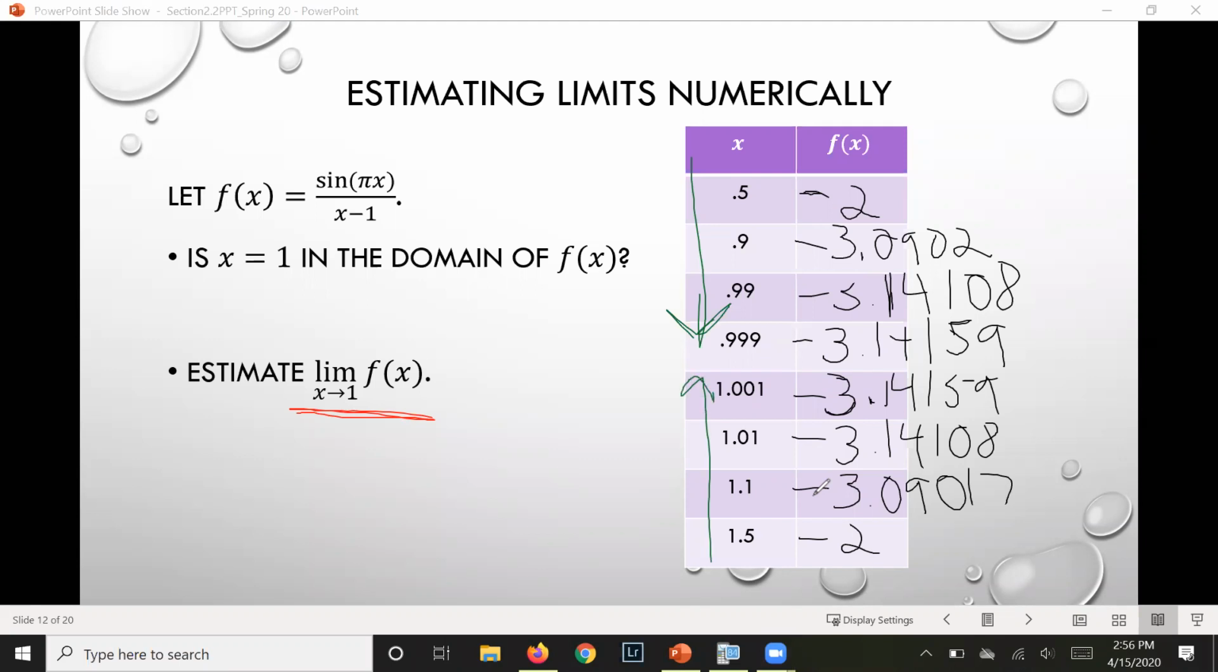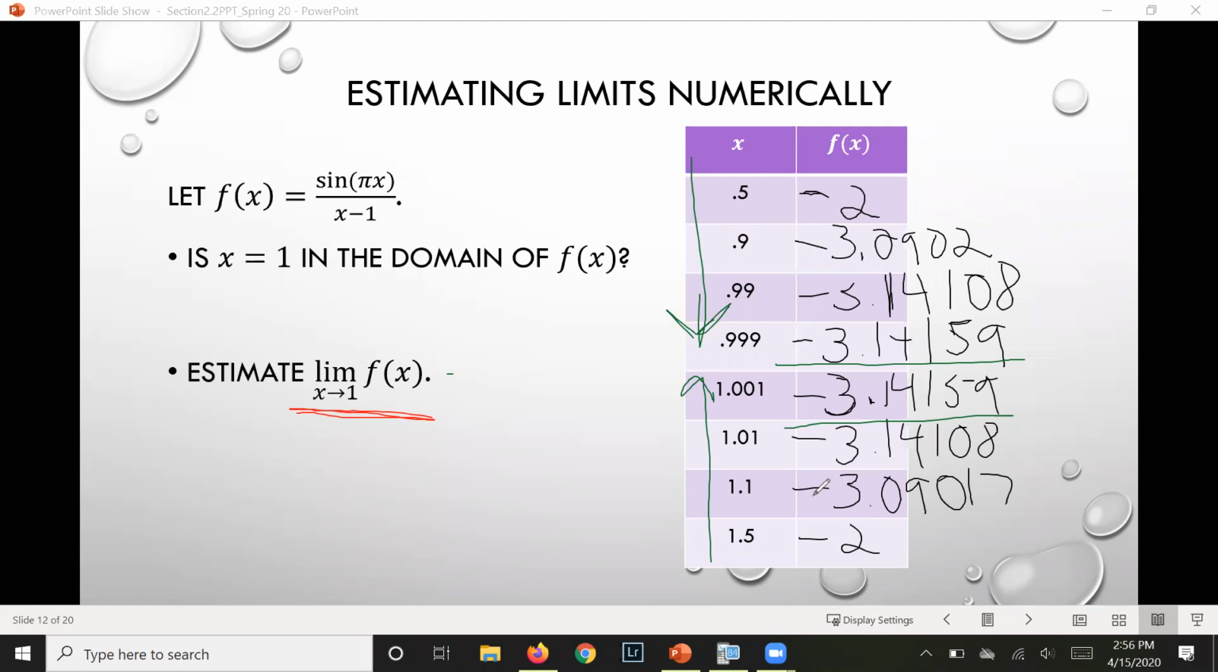Well, the values in each case seem to be converging towards this value, negative 3.14159, on both sides. We definitely see that it's converging towards negative 3.14, and as we get finer, negative 3.14159. Does that value look familiar? Negative 3.14159. Oh yeah, that's what pi is, right?